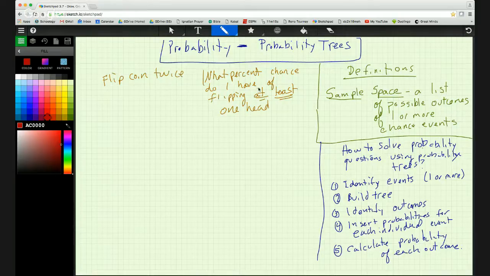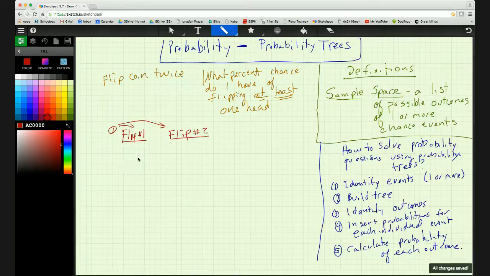Anyway, so what percent do I have of flipping at least one head? So let's look at our first event. We need to identify the events. Well, if we flip a coin twice, we basically have a flip number 1. I'm just going to make this real easy to read. Flip number 1. Is that any better? And then flip number 2. Okay, those are our 2 events. So this is step number 1.